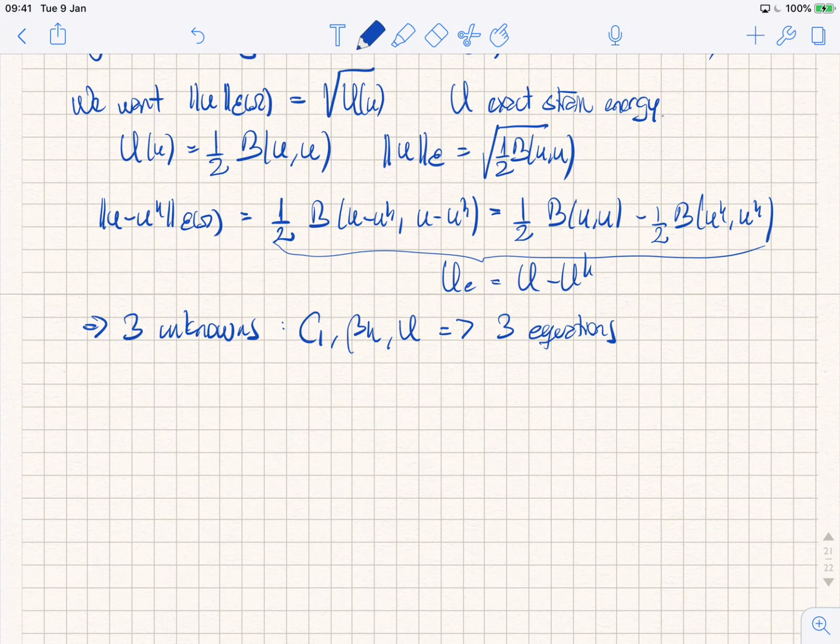I take the second equation, I do the same, but now everything is related to the second mesh that I'm using. C1 squared, and I get my first mesh.